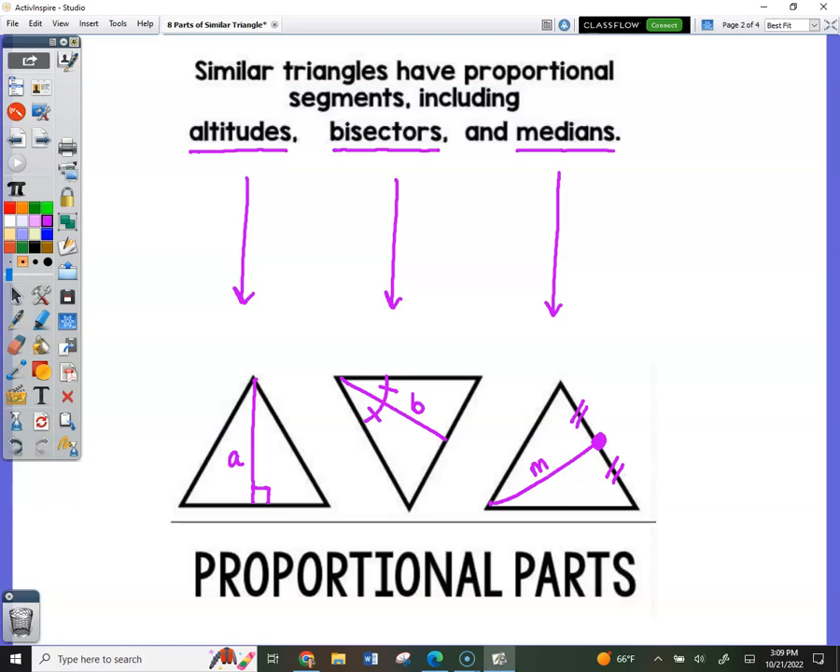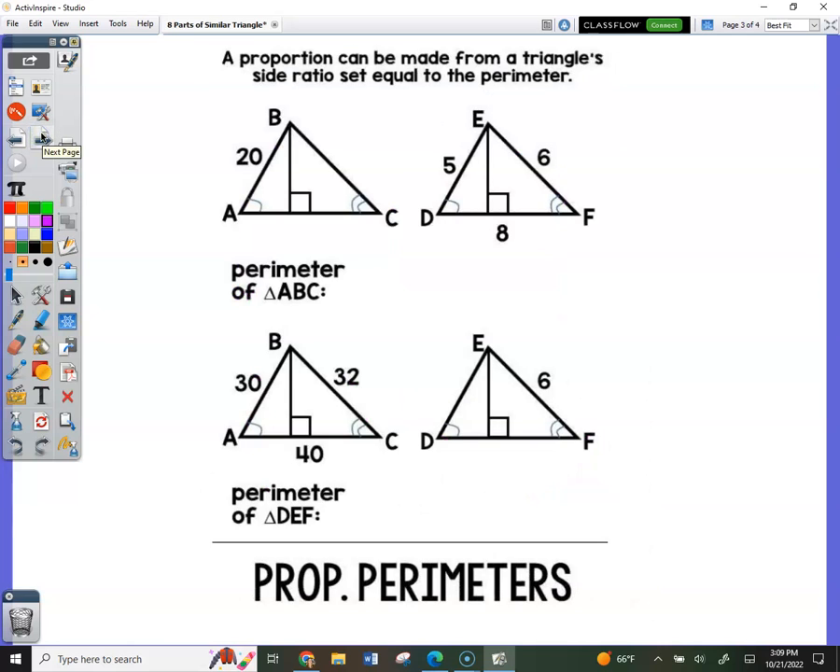Now, open up to the next flap. Proportional perimeters. This is the new part. Now, as you open up your paper, I think some of them are missing this part. I think it's in the fold. Yes, so just try to find a little bit of space to write it somewhere. But I think that got put in the fold. Sorry.